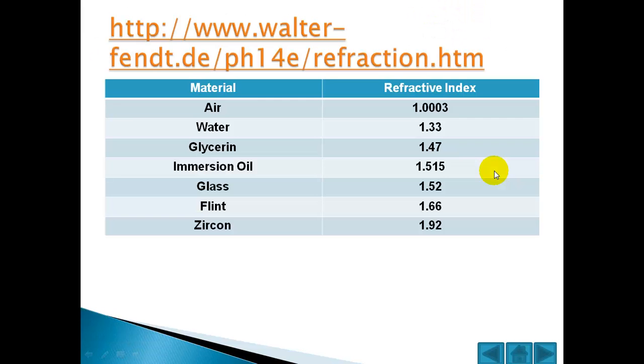So this is the same thing here. These are the refractive indices of different media. Notice that glass is 1.52, zircon, whatever that is, is 1.92, and diamond has a value of 2.4.